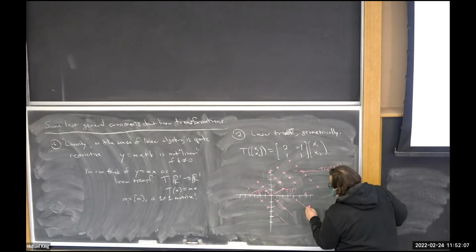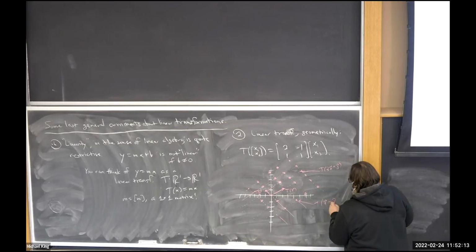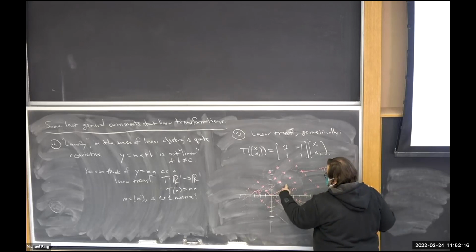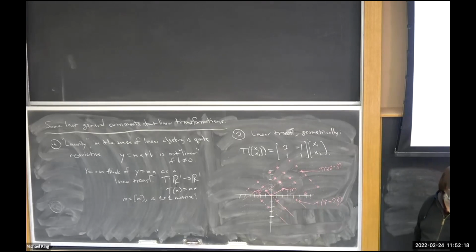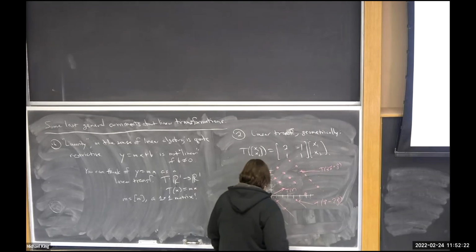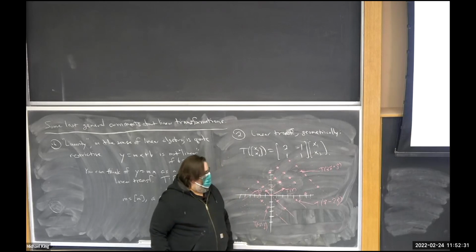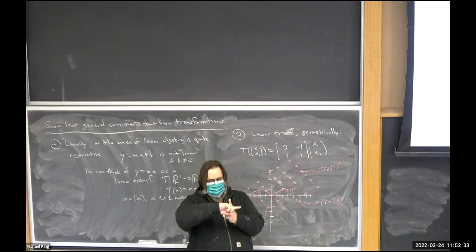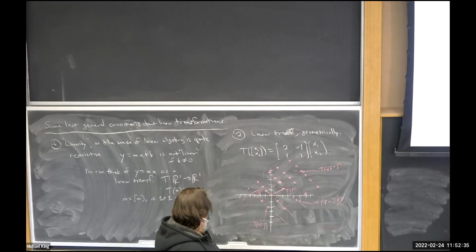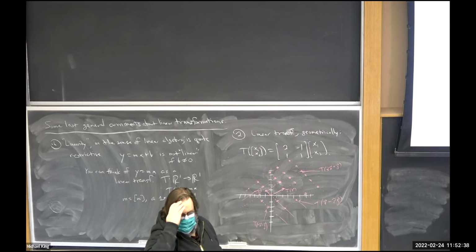And this point right here would be T of i minus 2j, right? Because I go 1 i and 2 j's that way, and so on. This point right here is T of minus i minus j. So it turns the square grid that you have, just the ij grid, into this parallelogram grid.